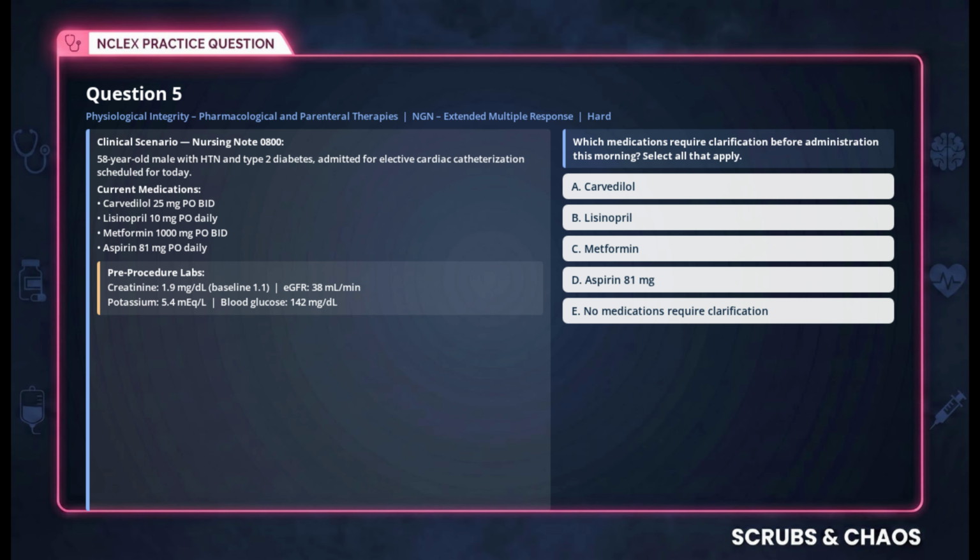This client is going to the cath lab. 4 meds on the list. Which ones do you clarify? Read carefully. A 58-year-old male with hypertension and type 2 diabetes is admitted for elective cardiac catheterization. His medications include carvedilol, lisinopril, metformin, and aspirin 81 milligrams. Pre-procedure labs show creatinine 1.9, GFR 38, potassium 5.4. Which medications require clarification before administration this morning?